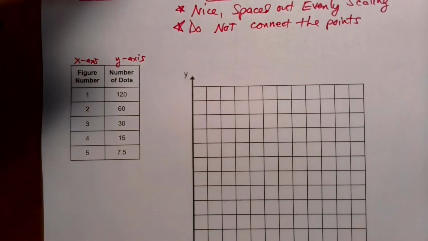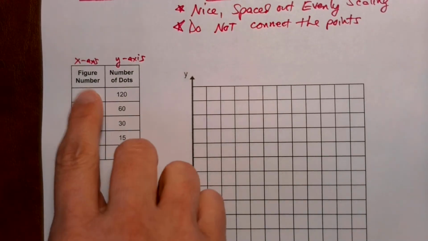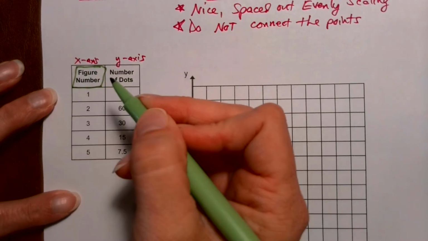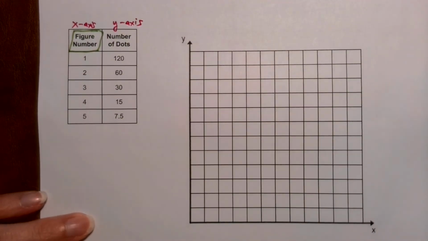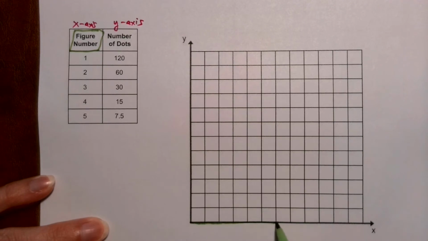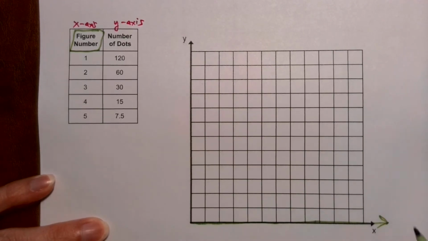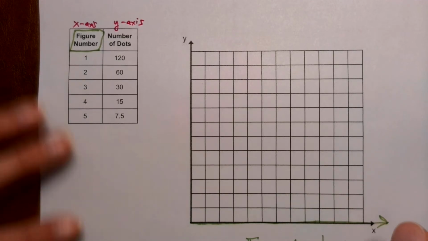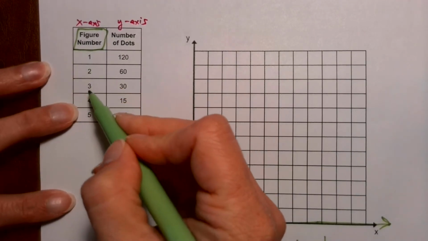So let's take a look at this right here. Your x-axis, which I'll highlight in green, is figure number, and that's going to go along the x-axis down here. We'll color code this for you, and this is going to be called figure number.